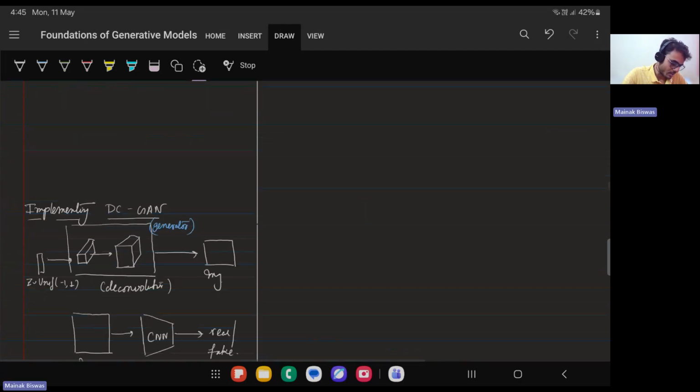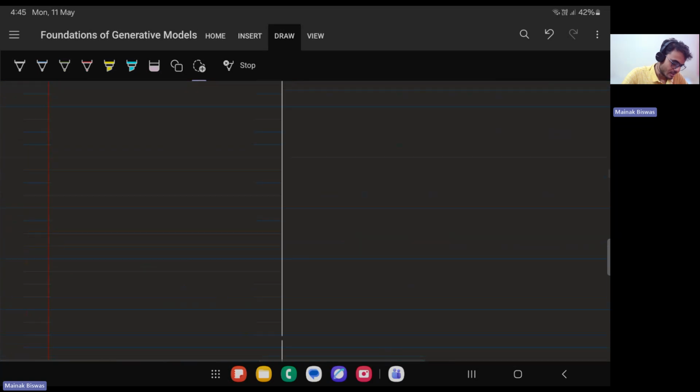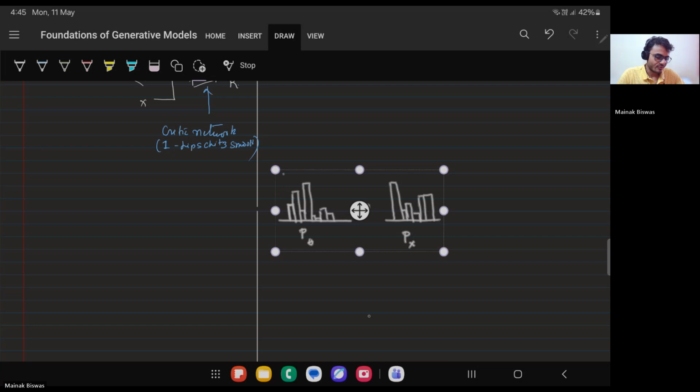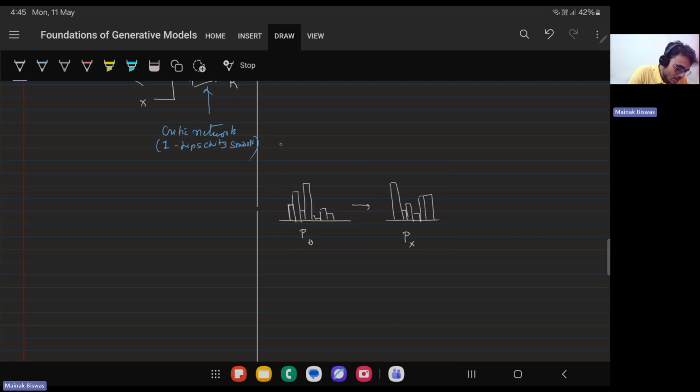I think I can start from here. There's some space. We'll start the derivations from here so that we're able to understand clearly. So this is Wasserstein GAN. And what does Wasserstein GAN say? You can look at the notes that I have, but I'll try to rederive the thing. It says that you have two distributions, right?